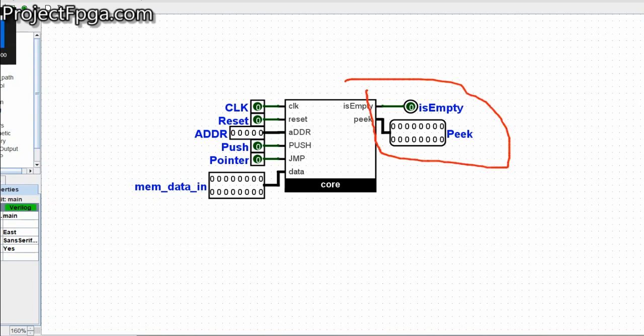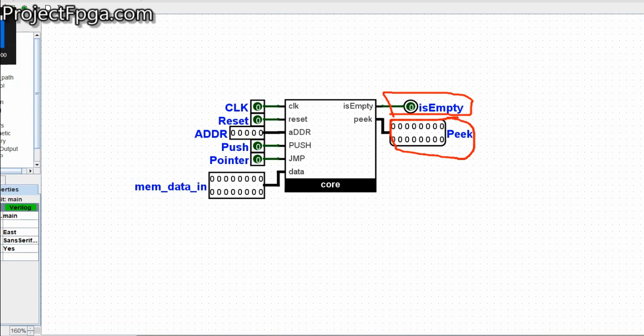Then at the output, you have your is empty. I explained what the is empty stands for on my website. The is empty signal turns on at the end of the computation. It pops up and tells you that the calculator is done computing.